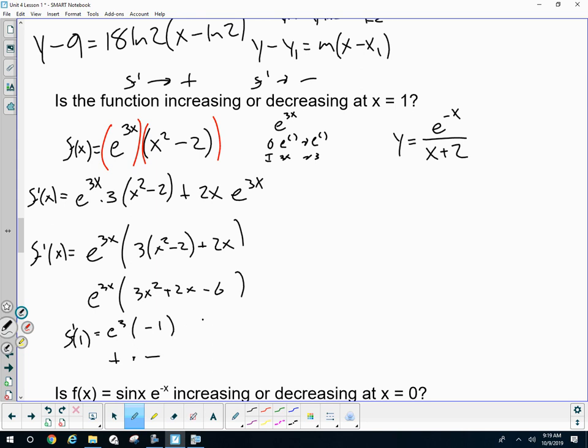So f prime of 1 is negative e to the third. I don't really care about the sign. I know f prime of 1 is negative. That means f is decreasing.